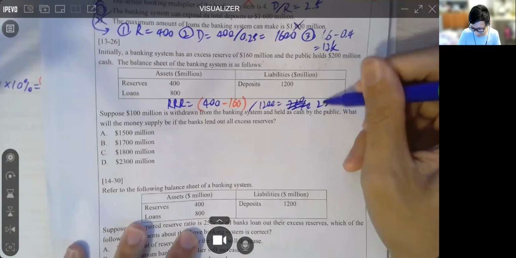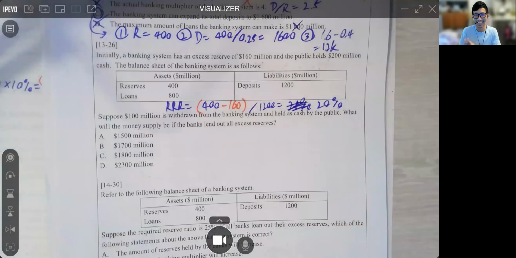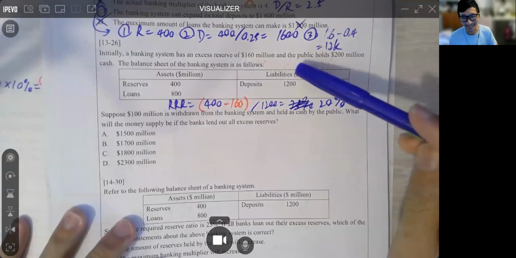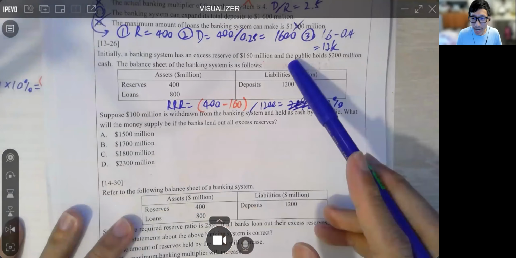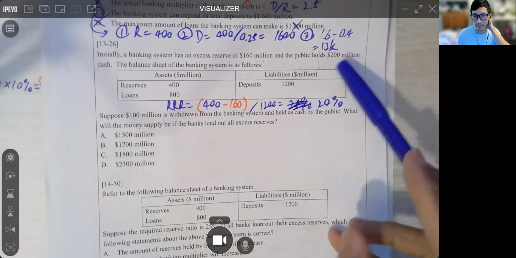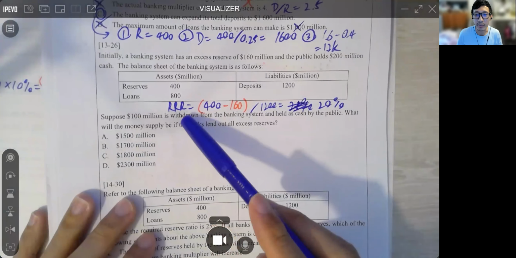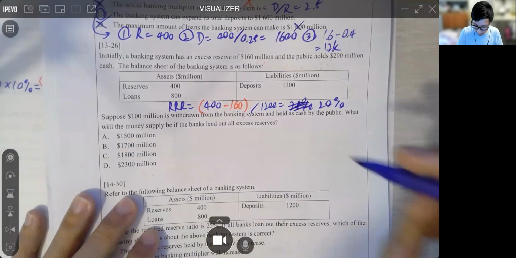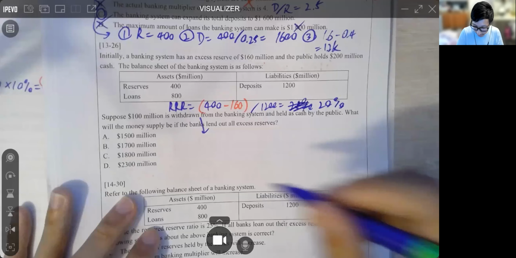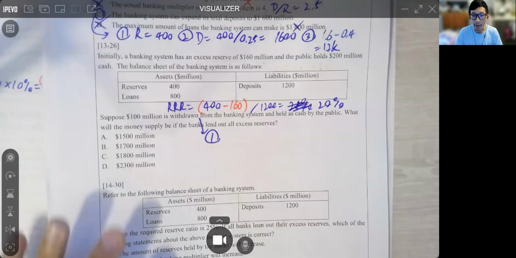I'm so sorry. It's 20%. Okay, 好嘛, 20%. Now, and the public hold this amount of cash. Now, suppose this amount of money is withdrawn. 而家啦，蚊走咗。So let's calculate.